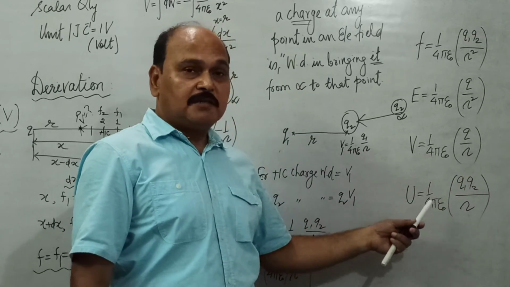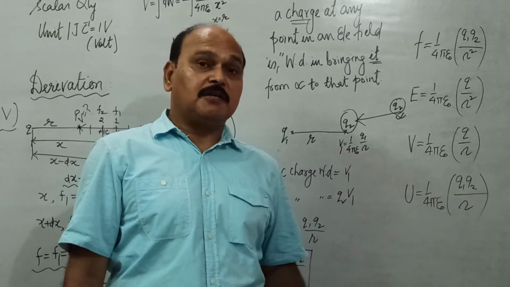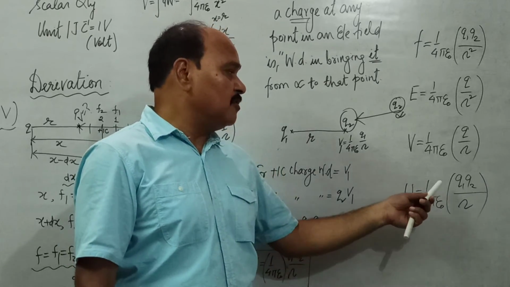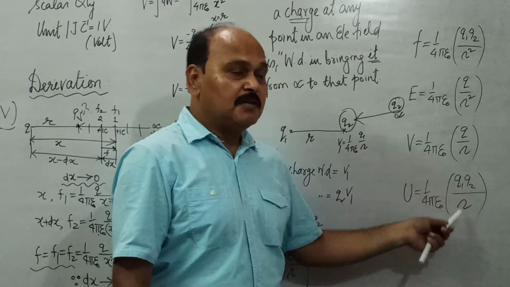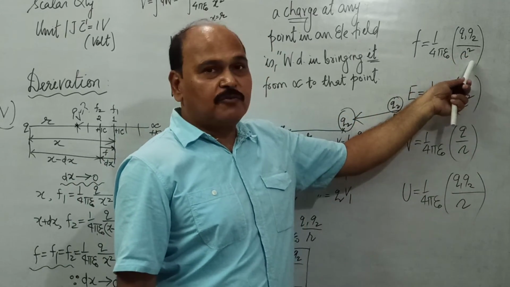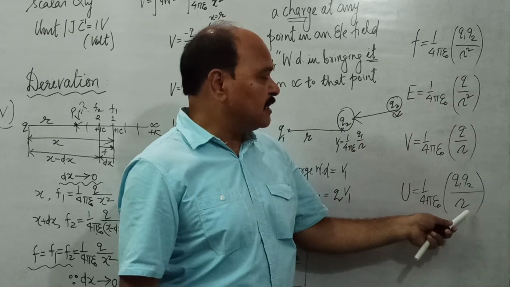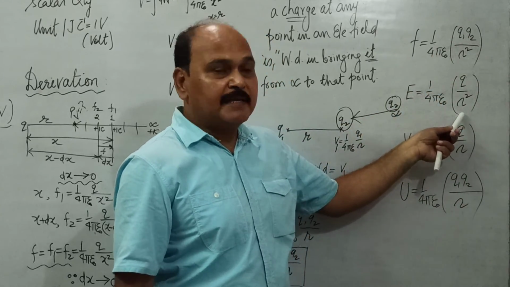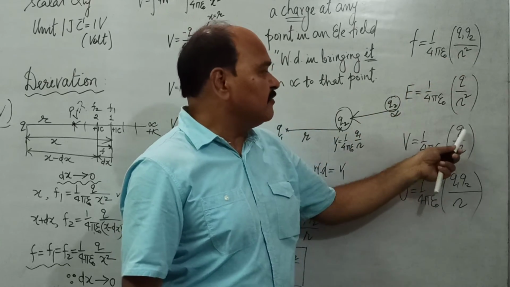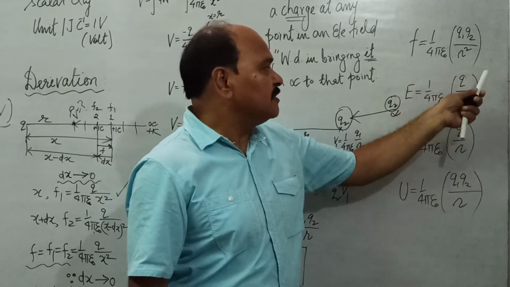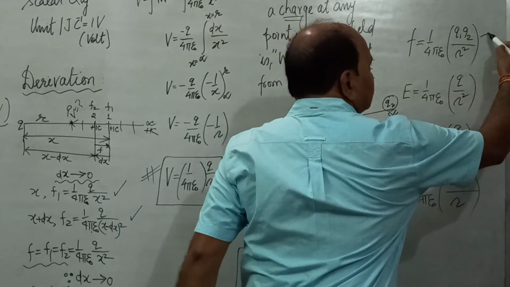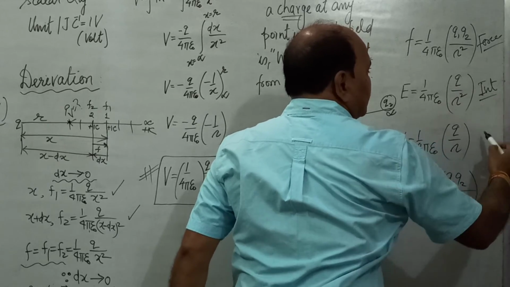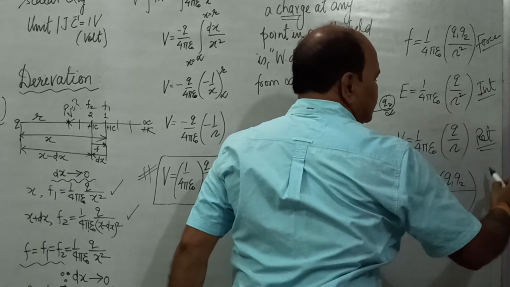And potential energy of any charge is work done in bringing that charge from infinity to given point in the field. And potential energy of 2 point charge configuration is what? 1 upon 4 pi epsilon naught Q1 Q2 by r. See the difference. Q1 Q2 by r square is force. Q1 Q2 by r is what? Energy. If we remove one Q, we get Q by r square. It becomes intensity. And if we remove one Q and one r, we get what? Potential. So this is force, this is intensity, this is potential, and this is energy.